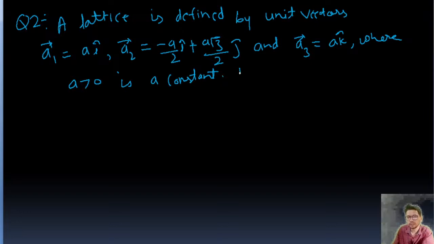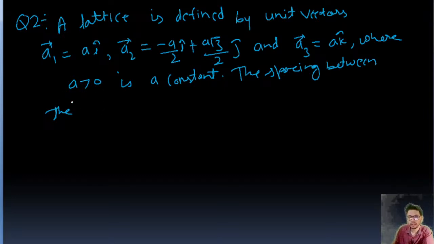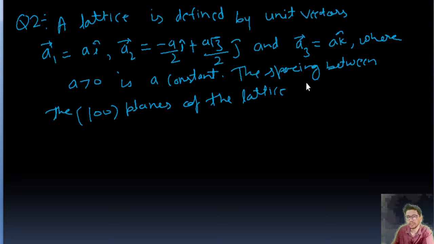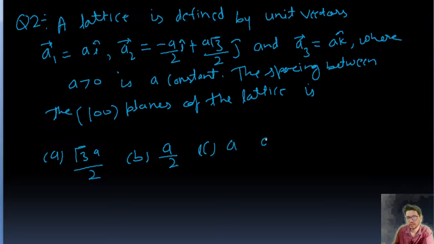The spacing between the 110 planes of the lattice is, okay, options are: option A is root 3a by 2, option B is a by 2, option C is a, and option D is root 2a. Okay, so this is the question, guys.